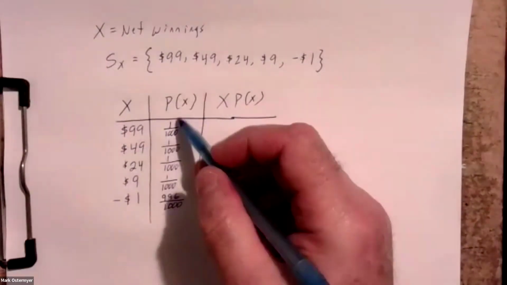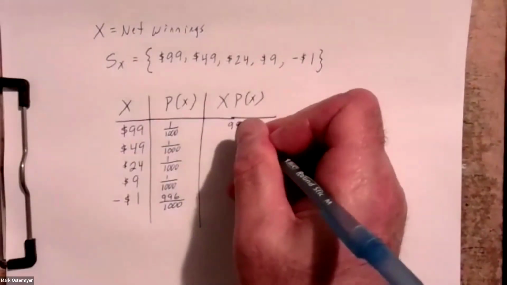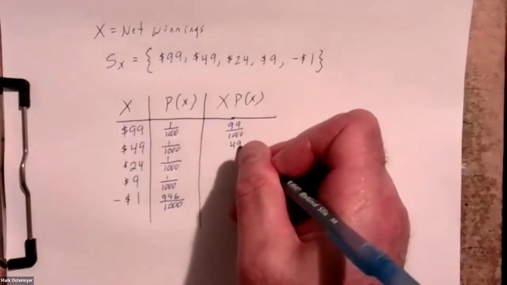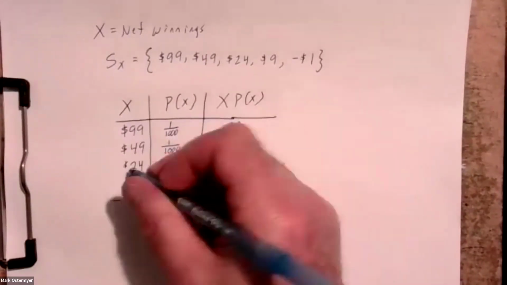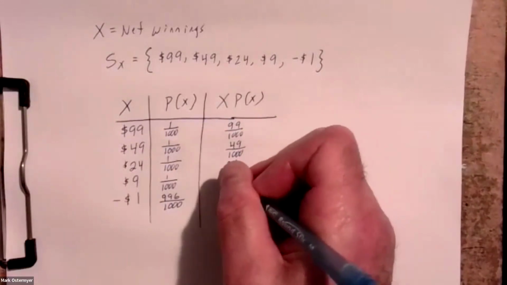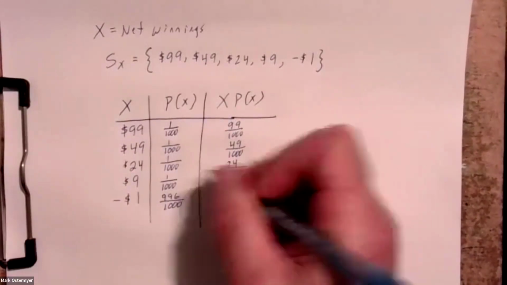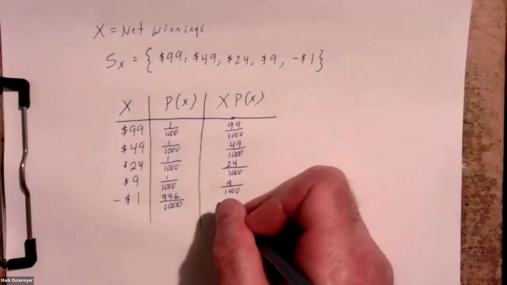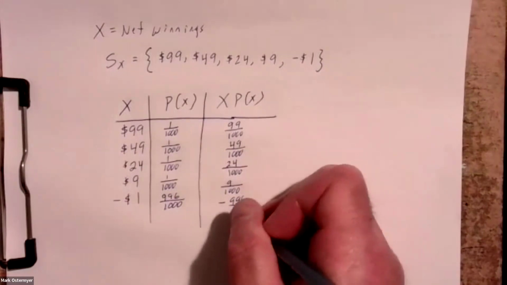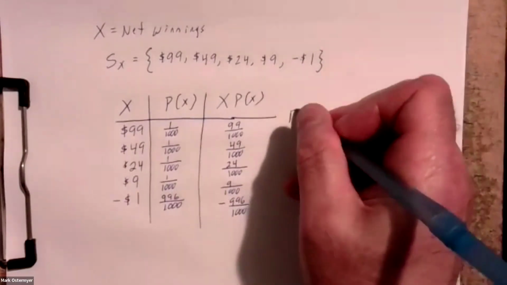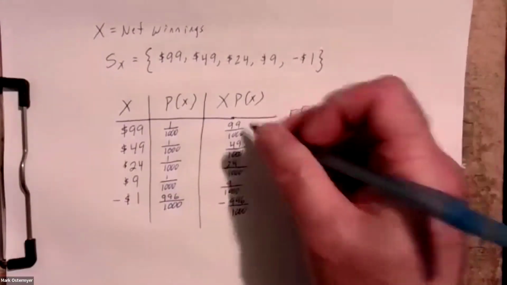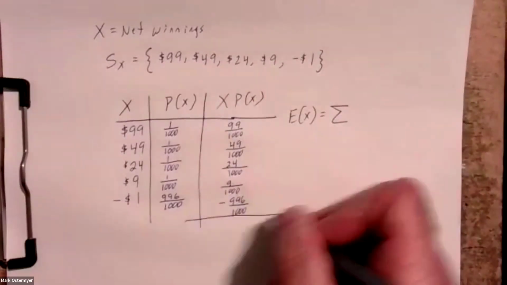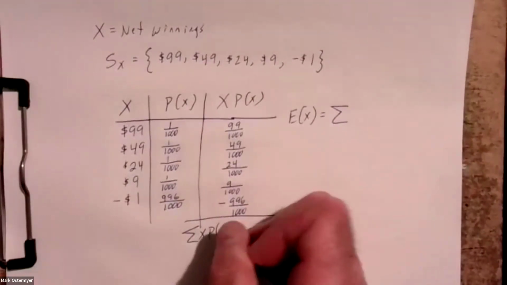Let's multiply these by each of their probabilities. So we'll have 99 over 1,000. This times this gives me 49 over 1,000. Notice I'm leaving them as fractions because I want to have a nice common denominator. It'll expedite my ability to add these together then. So the expected value is going to be the sum of all of these. It's going to be the sum of this last column. We're literally going to sum up this last column here.